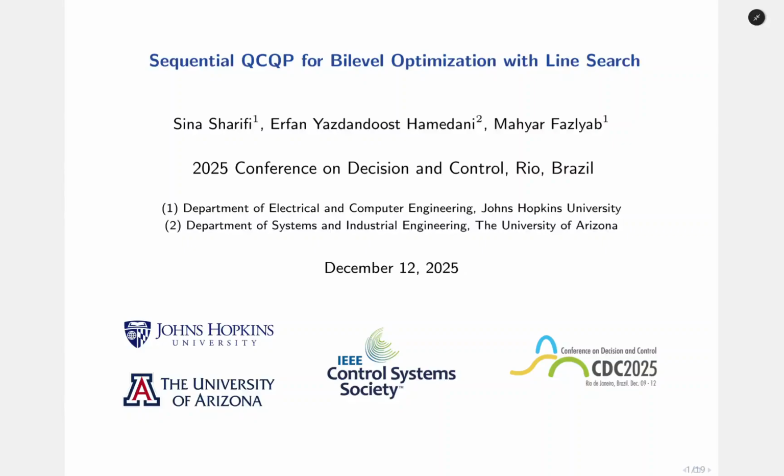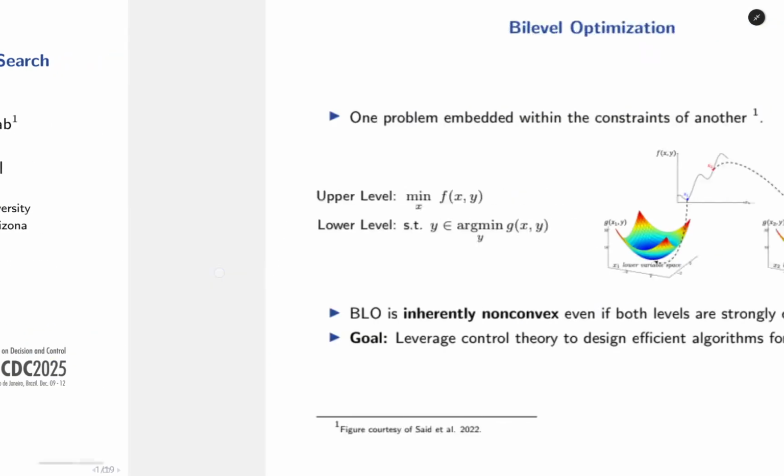I'm Sina Sharifi, a PhD student at the ECE department of Johns Hopkins University, and I'm here to present our recent work on bilevel optimization. This is a joint work with Erfan Yazdandoost from the University of Arizona and my advisor Mahyar Fazlyab.